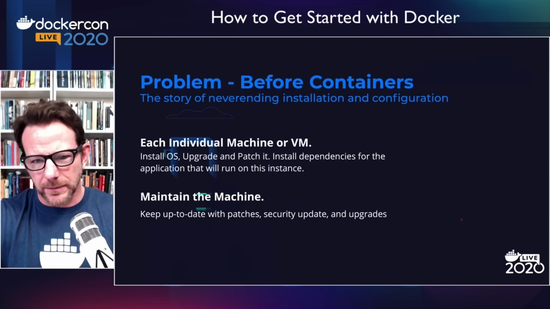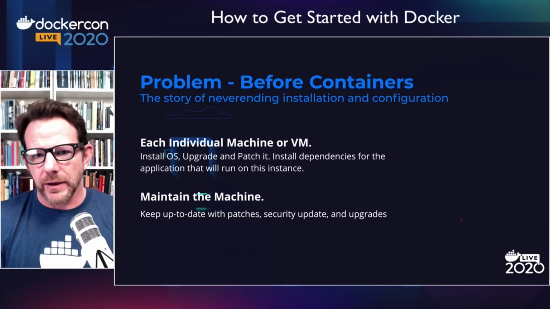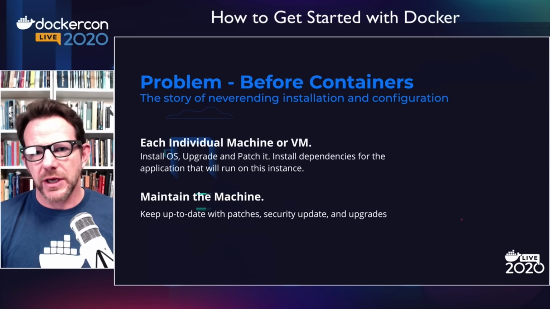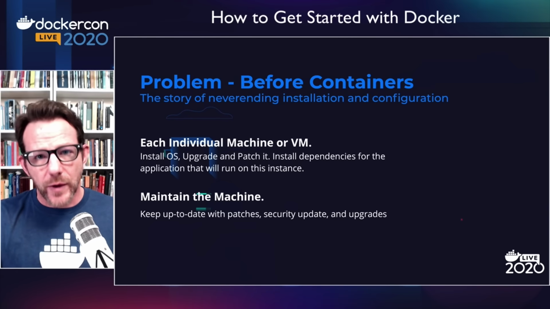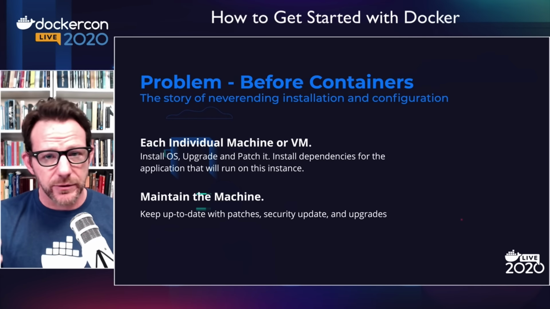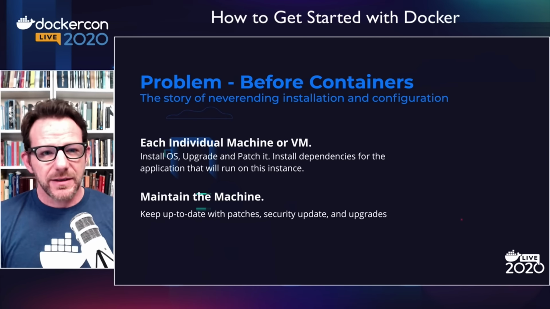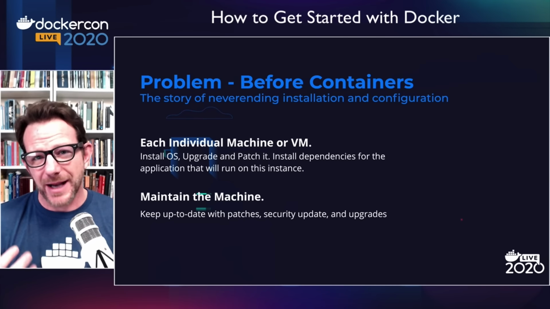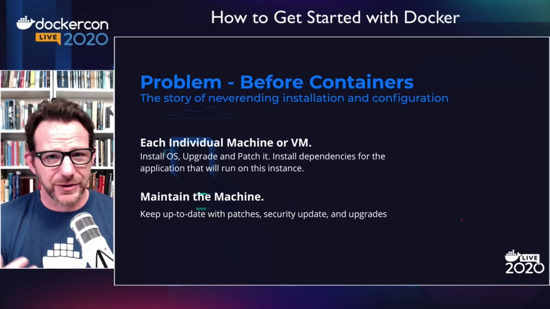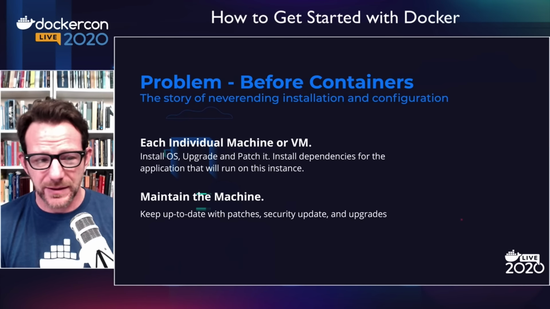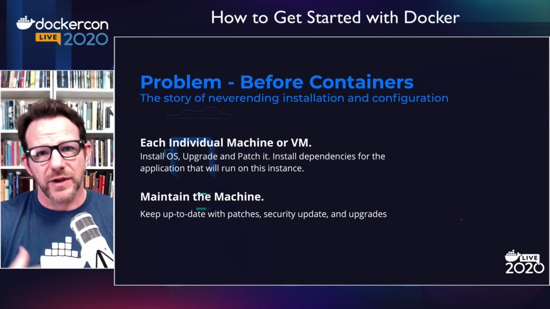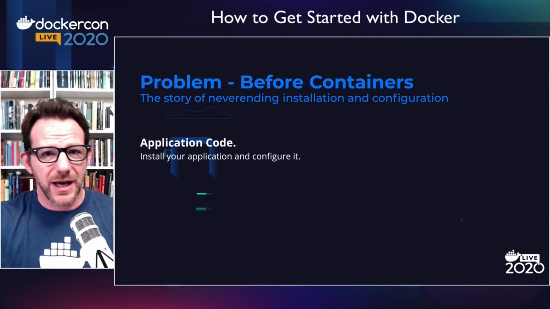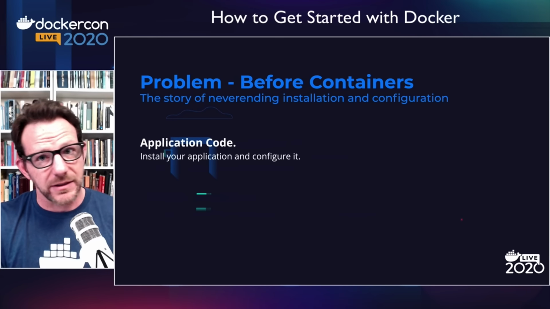So why Docker? Well, there's a problem right now. We have a lot of individual machines, VMs running with OSs running in those, whether it's on bare metal or inside of a VM. And these operating systems are hard to maintain. They're hard to keep up to date. You have to patch them with security patches. You have to install all the dependencies. And you have to upgrade the operating system. And then you have to install your application code on it and configure that.